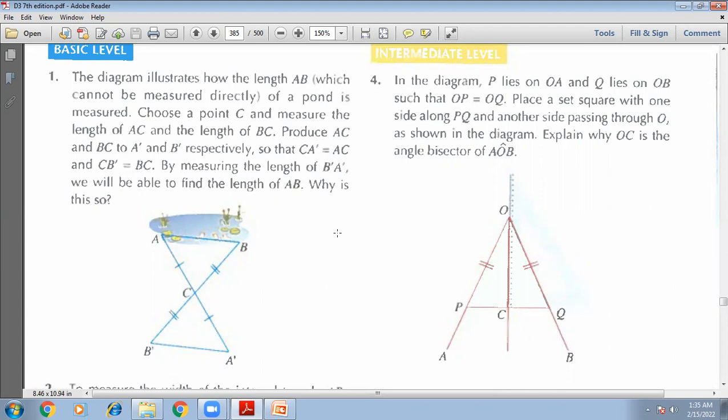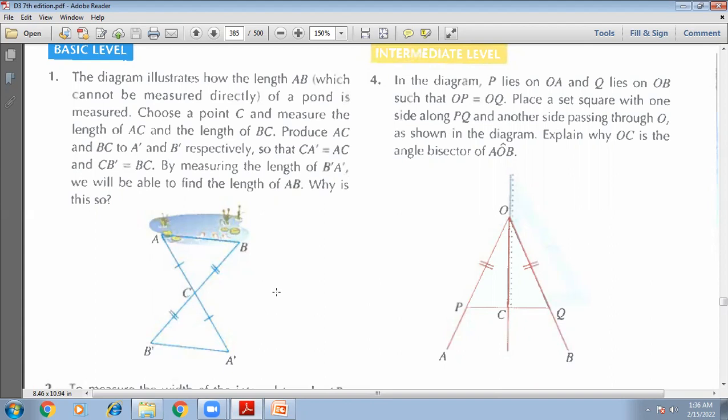Okay, so if you look at this diagram, here we have a pond, and I cannot measure the length AB directly. So the technique they have used is to choose a point C and measure how much AC is, and then they prolonged along this line from C to A prime. C to A prime is equal to CA, and from B they joined it with the point C. The BC line, they prolonged it to CB prime in such a way that CB prime is equal to CB. Then they say that A prime B prime will represent the length AB. We will prove why A prime B prime will be equal to the length AB.